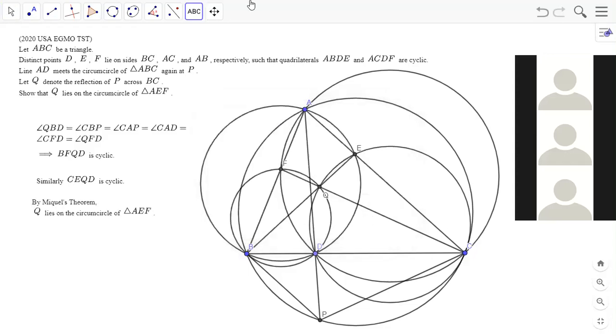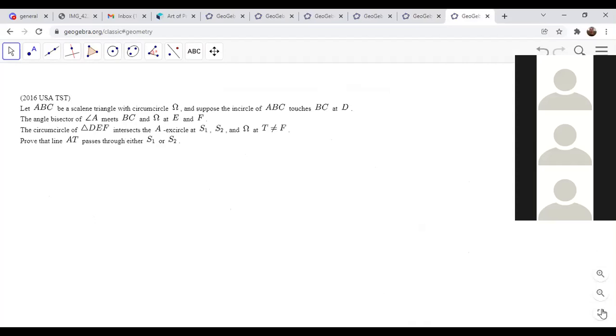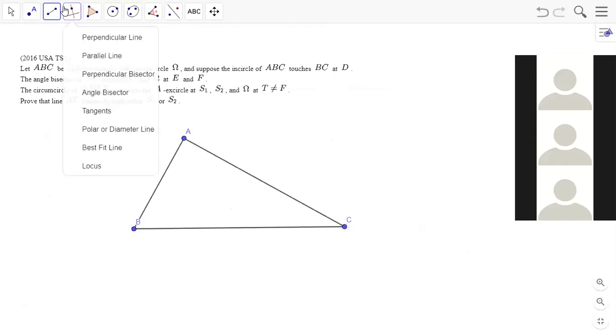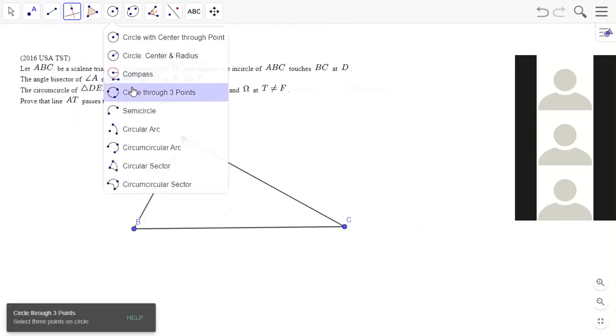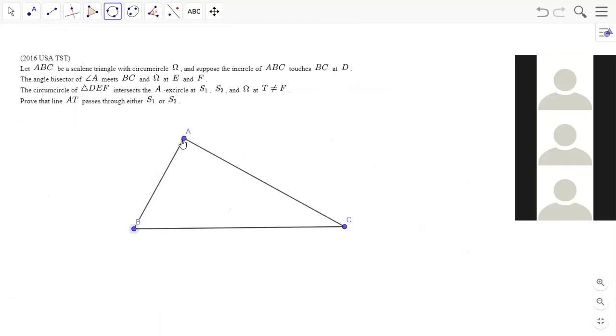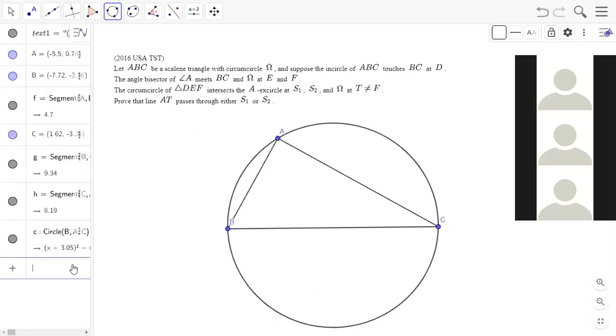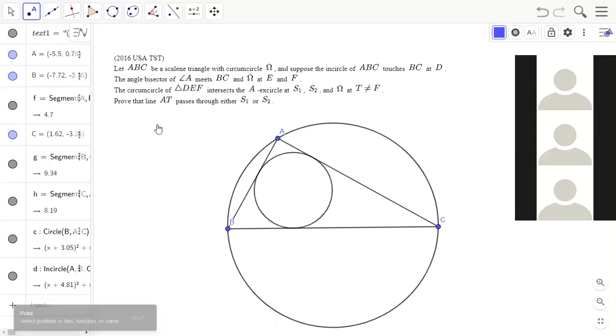So I will, let's see, the last problem. I looked at this really quick, for about 5 seconds, but I wonder if root BC inversion might help with this. So we have a triangle with a circumcircle. Then we draw the incircle. Touches it at D, and then we draw the angle bisector.